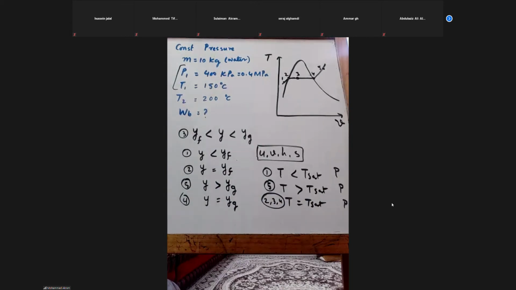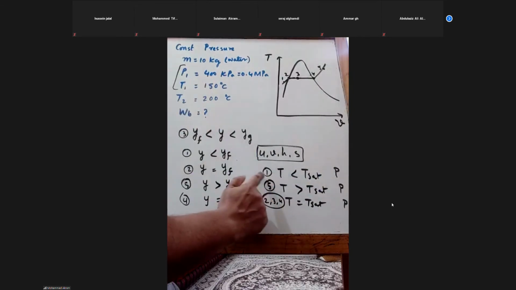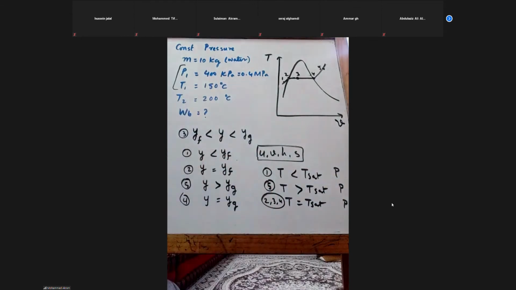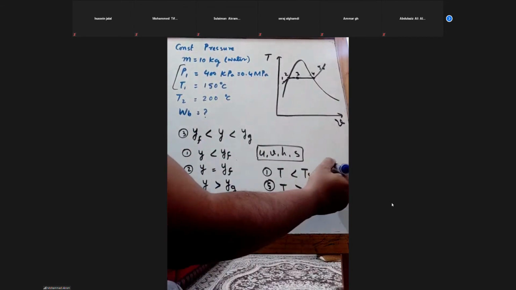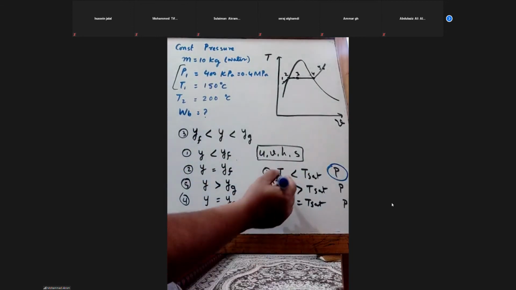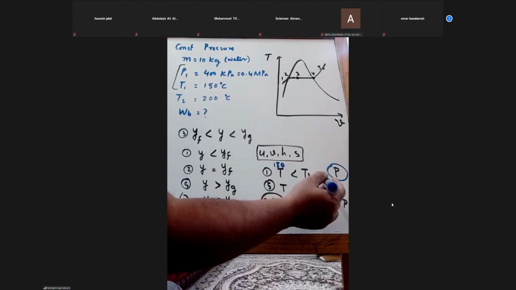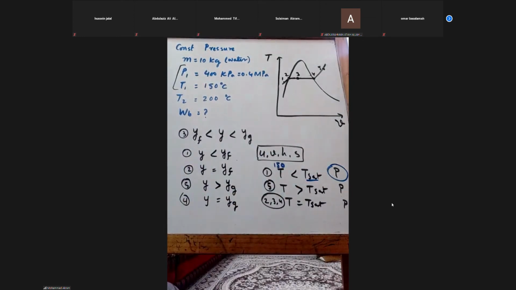You can take a screenshot because I need to erase this. This is not directly related to this problem, but it may be related because for a given pressure, you need to check the temperature. You can use this for any other question, but for this question, a pressure and temperature are given. So for a pressure, we need to check how much is the temperature given here, 150. Now we need to check T saturation from the table.